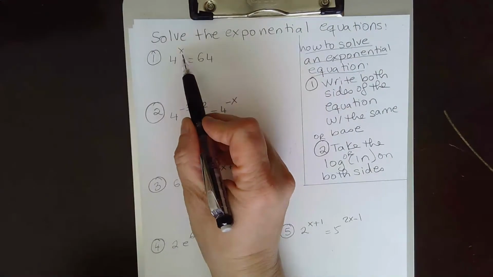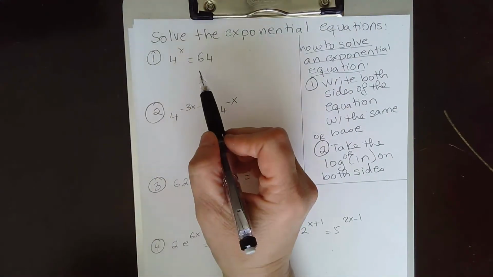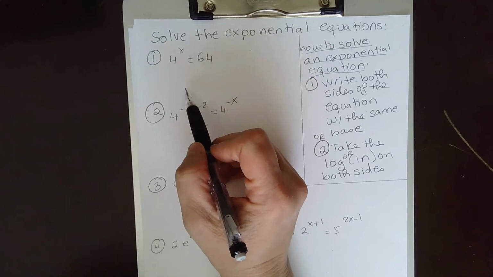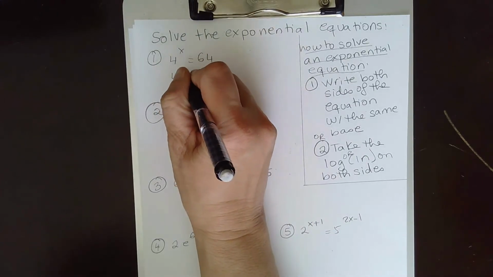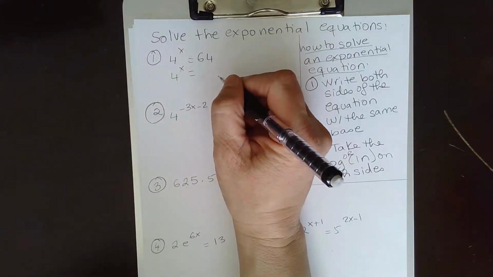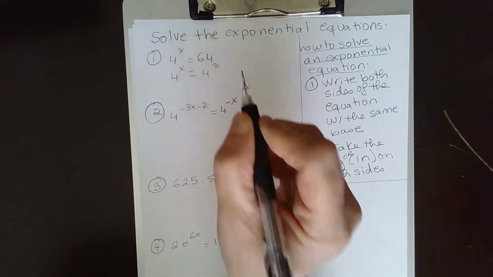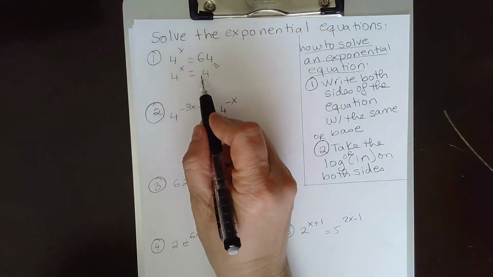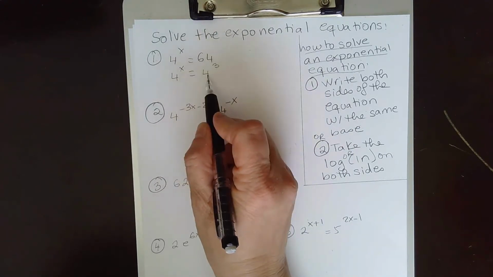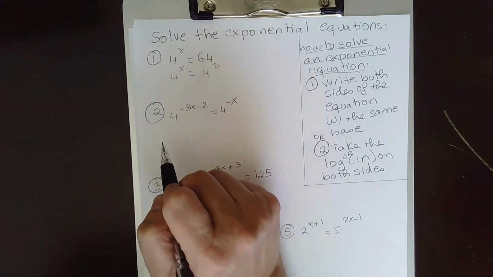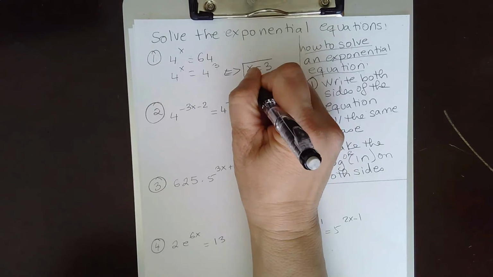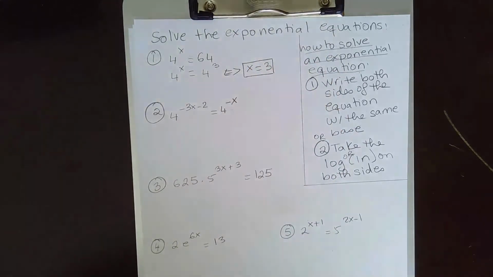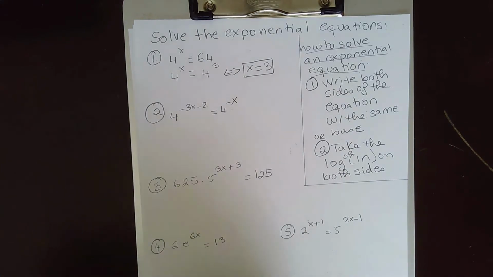Here we have 4 to the x is equal to 64. Now I do not have the same base, but you need to ask yourself, can you write it with the same base? If you realize here, 64 is just 4 cubed, right? So that means both sides of the equation have the same base 4. So you can set the powers equal to each other. So that means that x is equal to 3. And we just solved this equation. Okay. Now that is one of the simplest exponential equations you can solve.